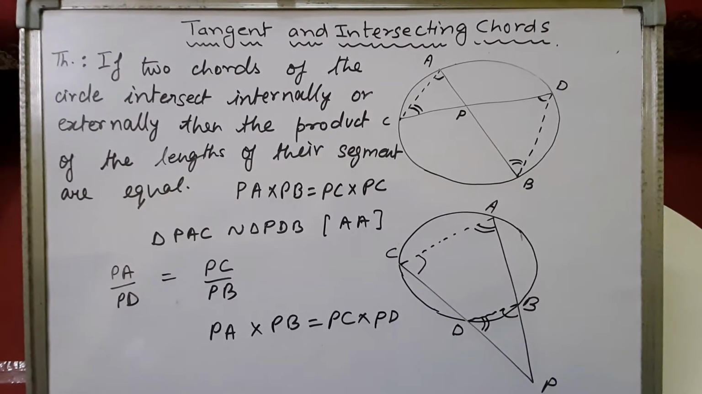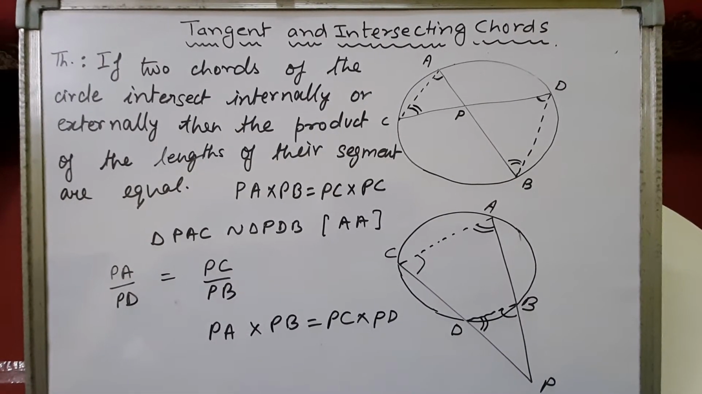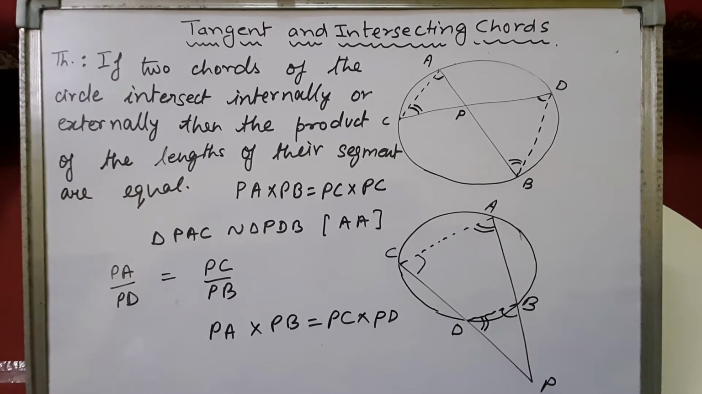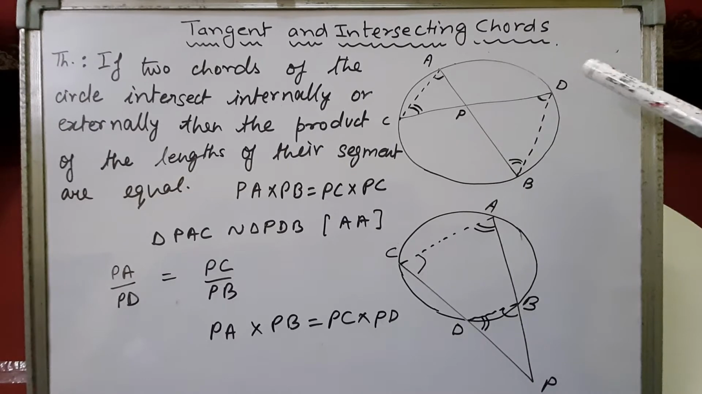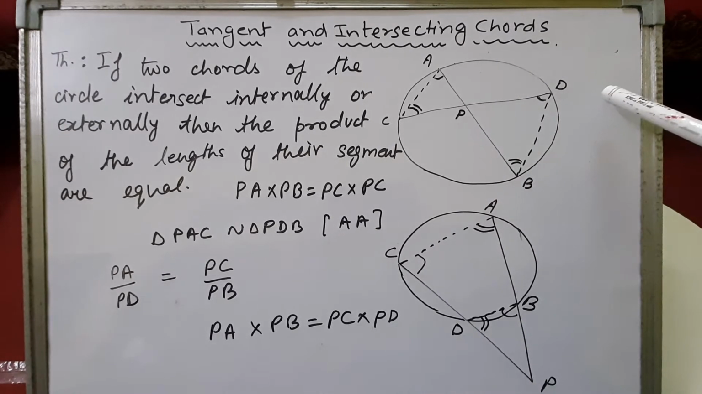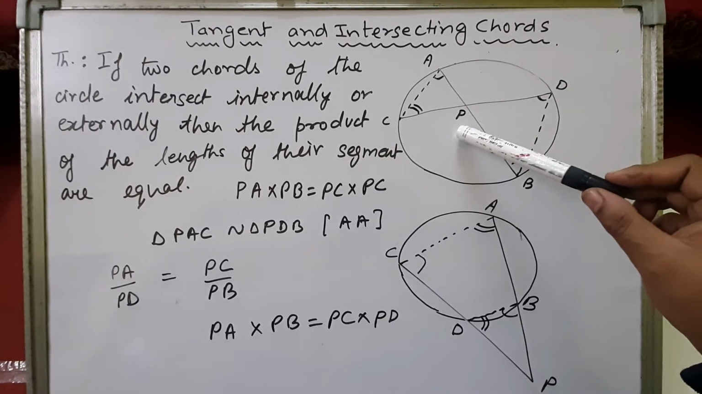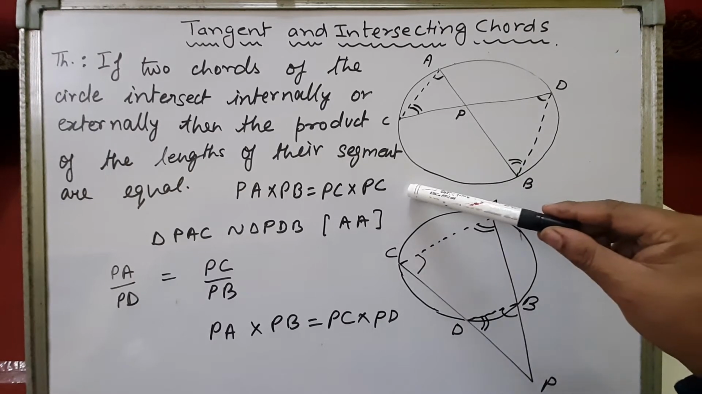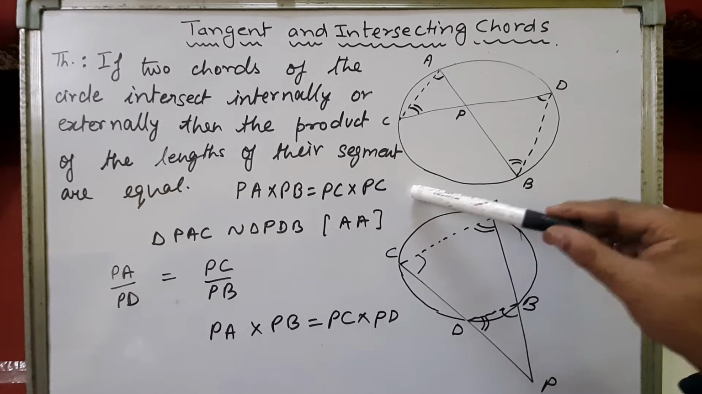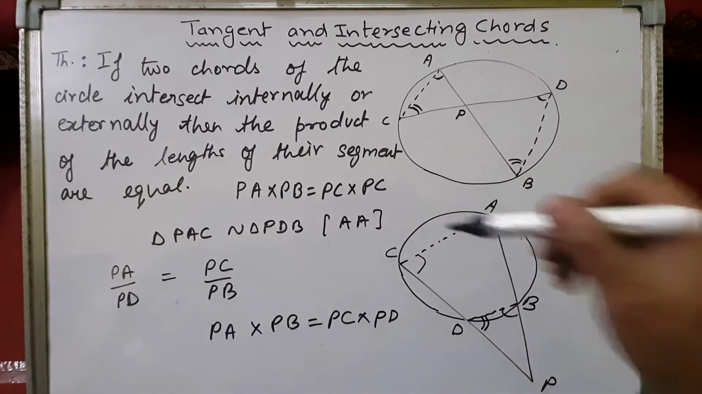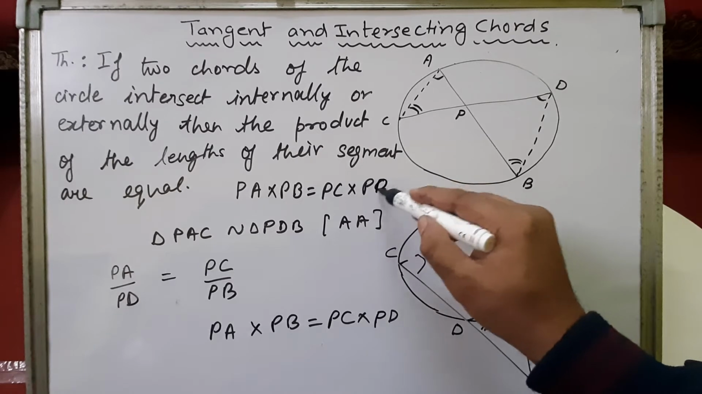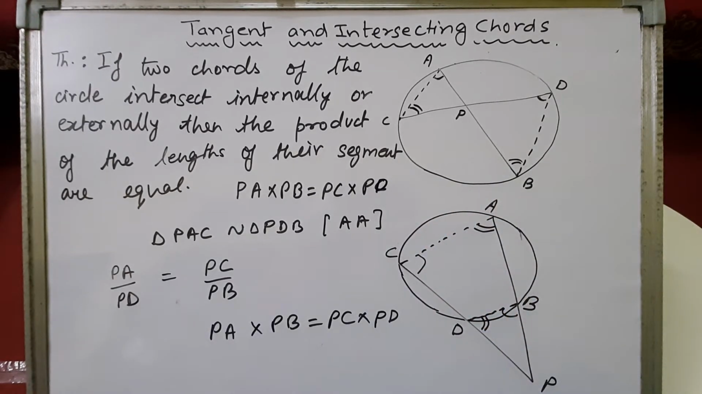Now children, let's see another theorem. Now in this theorem it is given that if two chords of a circle intersect internally or externally, then the product of the lengths of the segments are equal. So if we assume that this is a circle and AB and CD are the chords which are intersecting each other at P, then the theorem says that the product of the intersecting parts will be the same. PC into this will be PD.